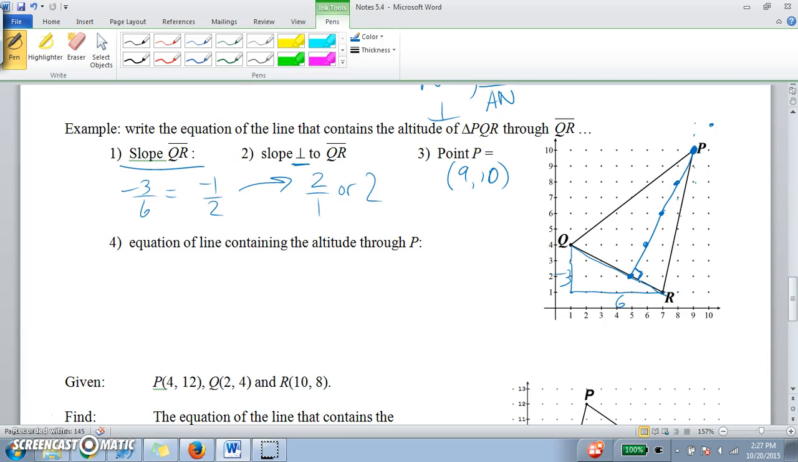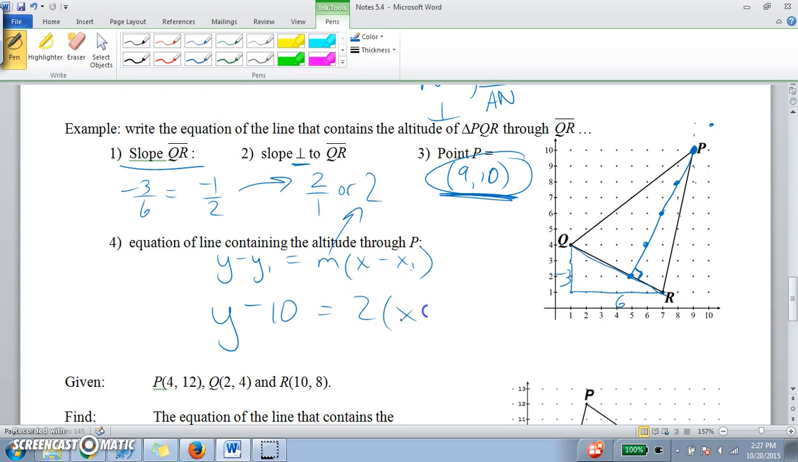So the equation of the line containing the altitude through P, we can just write point slope form. That's the easiest one. So again, point slope form, if you forgot, is this. So y1, x1 are just the coordinates of a point on the line. We know point P is on the line because that's where it started. And our slope we said was 2. So our equation would just be y minus 10 equals 2 times x minus 9.